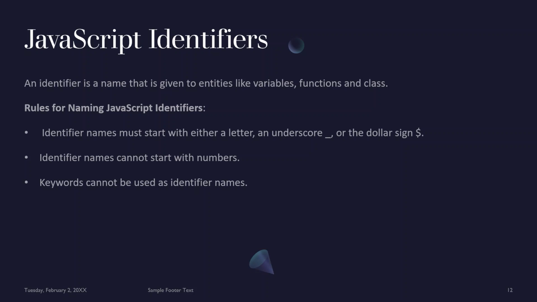An identifier name must start with either a letter, an underscore, or a dollar sign. Identifier names cannot start with numbers. Keywords cannot be used as an identifier name, as we have discussed in the previous lecture. We cannot name a variable, a function, or a class with a reserved keyword. So let's check all these rules in our demo project.